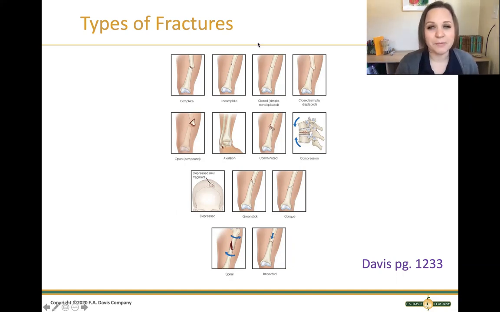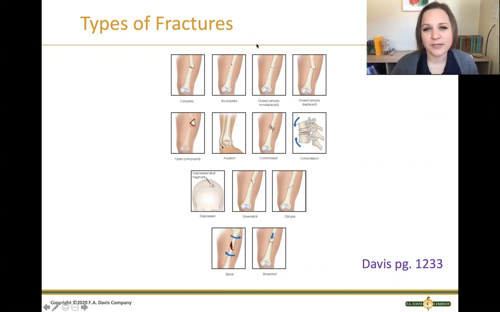An avulsion happens when a small piece of bone is pulled away, broken away from the rest of the bone due to an overstretched or injured tendon or ligament. A comminuted fracture happens when the bone is fractured and shattered into multiple pieces. A compression fracture usually happens in the spine, and it happens when forces compress that bone so much that it causes it to break. We often see that with patients who are falling from a significant height.